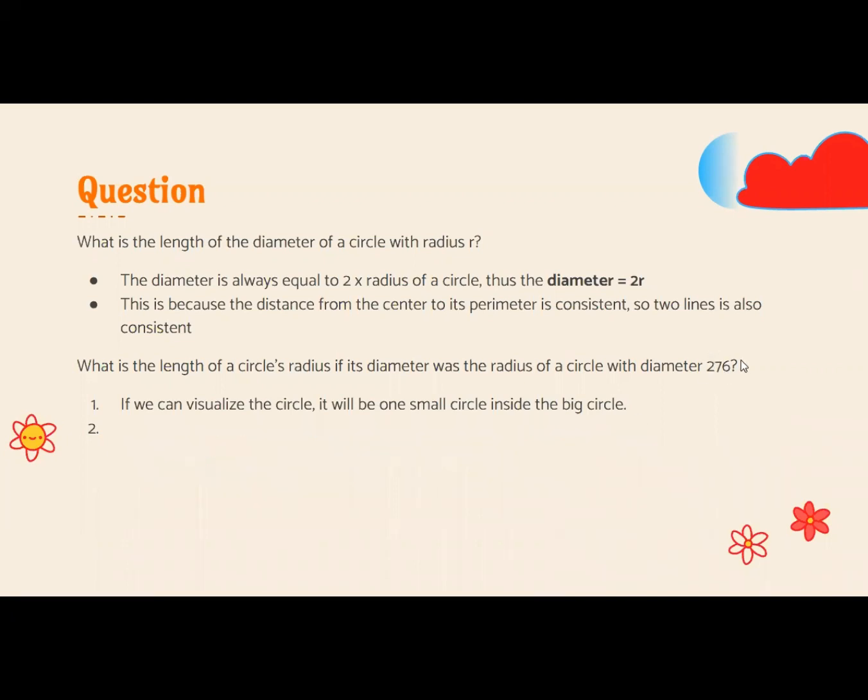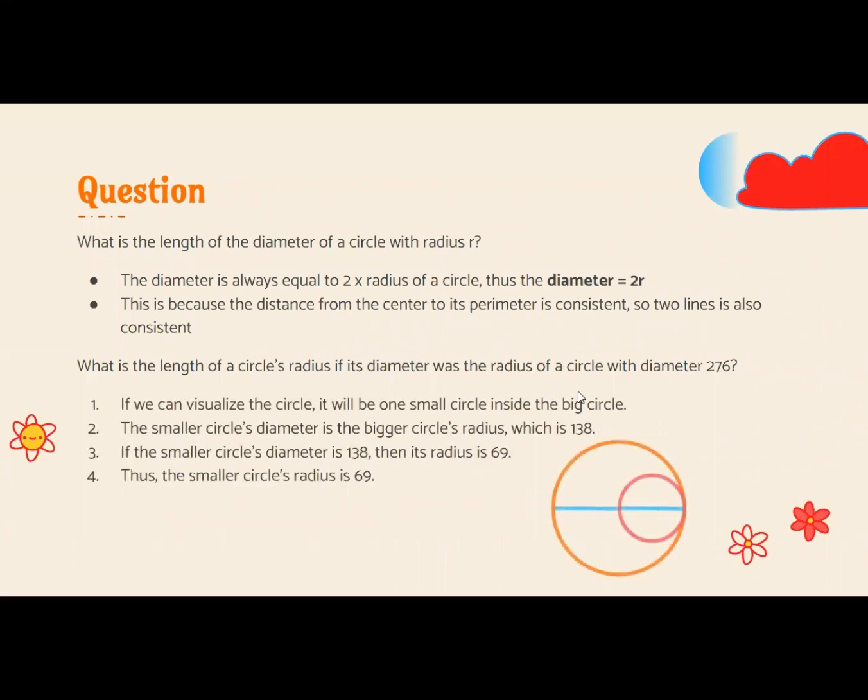So let's go over the question. The smaller circle's diameter is the bigger circle's radius. So the bigger circle's radius is 138, right? That is this blue line. This is 138. Okay, so the smaller circle's diameter is 138. That means its radius is 69. Thus, the smaller circle's radius is 69, which is pretty nice. And that would be this graph.